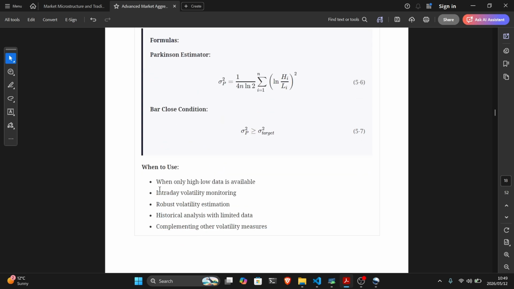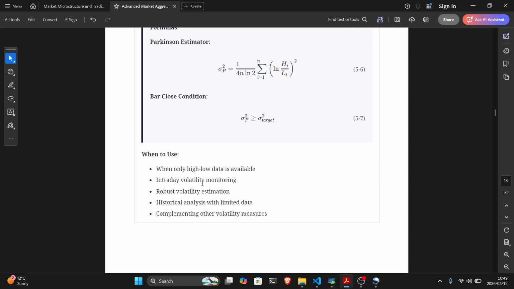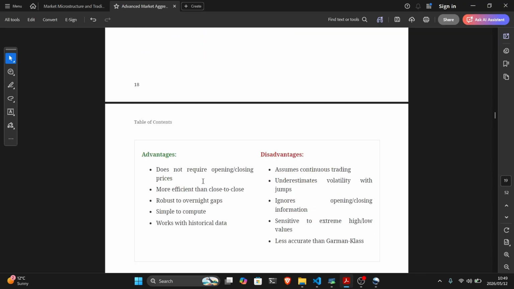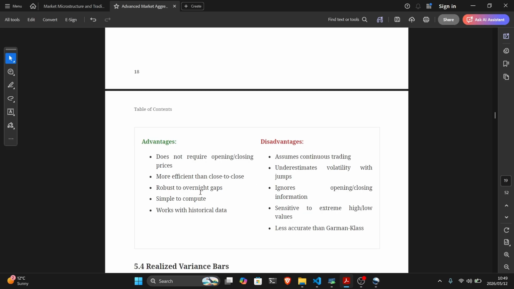When to use: when only high-low data is available, intraday volatility monitoring, robust volatility estimation, historical analysis with limited data, complementing other volatility measures. Advantages: does not require open or closing prices, more efficient than close-to-close, robust to overnight gaps, simple to compute, works with historical data. Disadvantages: assumes continuous trading, underestimates volatility with jumps, ignores opening and closing information, sensitive to extreme high-low values, less accurate than the Garman-Klass.